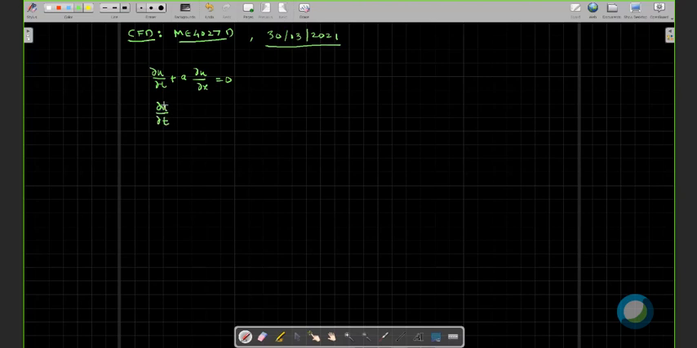I'm just using another variable u, which equals some coefficient times ∂²u/∂x². Okay. Now, what is the difference between these two equations? In this equation, we have this transient term. Here also we have this transient term.